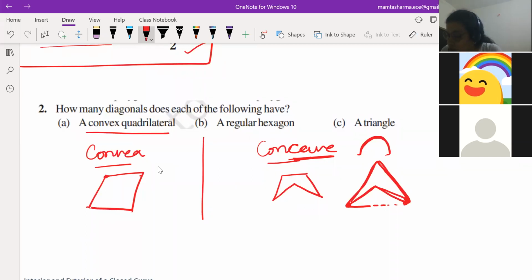Now, tell me how many diagonals each of the following has. How many diagonals are there in a convex quadrilateral? This is the convex. How many diagonals would be there?